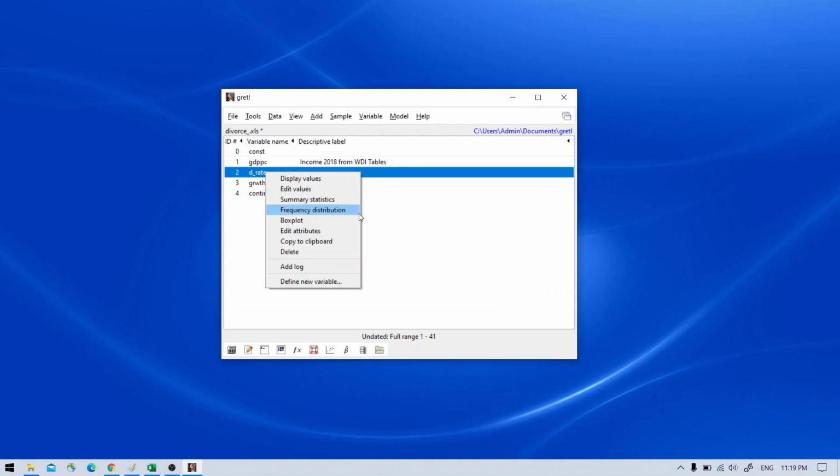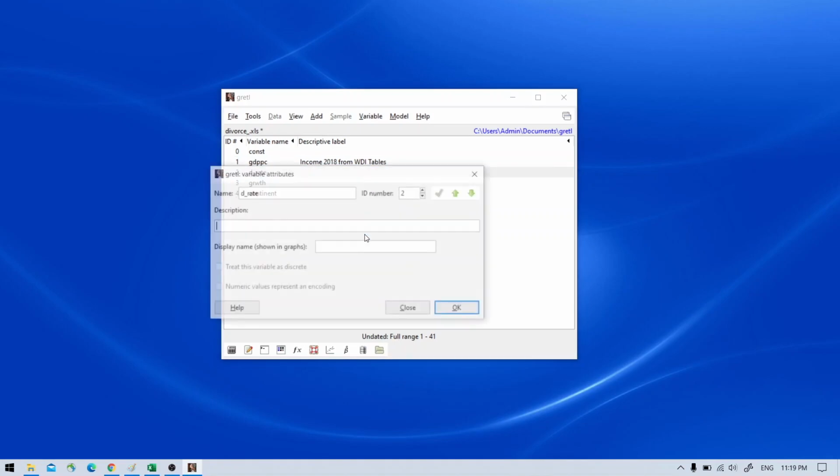For D rates, you can continue and say again, edit attributes. This will be the divorce rates from Wikipedia. There's a page called divorce demography where you can pick this up, but you can put divorce rates, and this will show up in your graphs and tables.